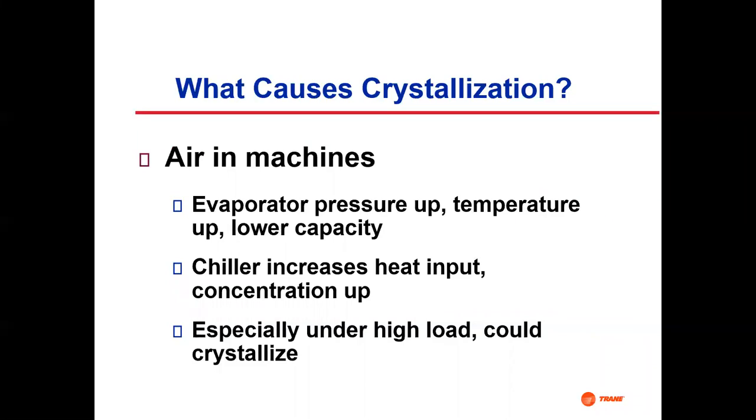So if the evaporator pressure goes up, if we have leaks, then that 40-degree temperature rises to 42, 43, 44, where you can't get capacity out of the machine. And so you can't do the cooling you need to do. So the controls tell this thing, you got to fire harder. We got to put more heat in there to get more capacity out of the machine. And so that drives up the concentration. And when you come out of the heat exchanger, you cool it down, bingo, you get crystallization. So that's one thing. Air can leak.